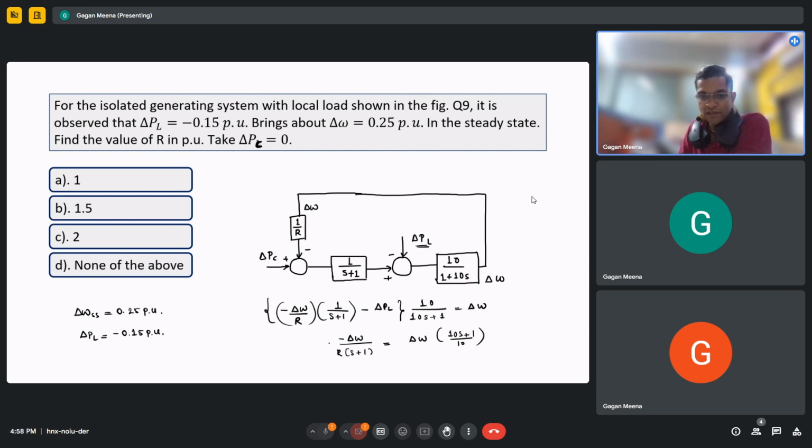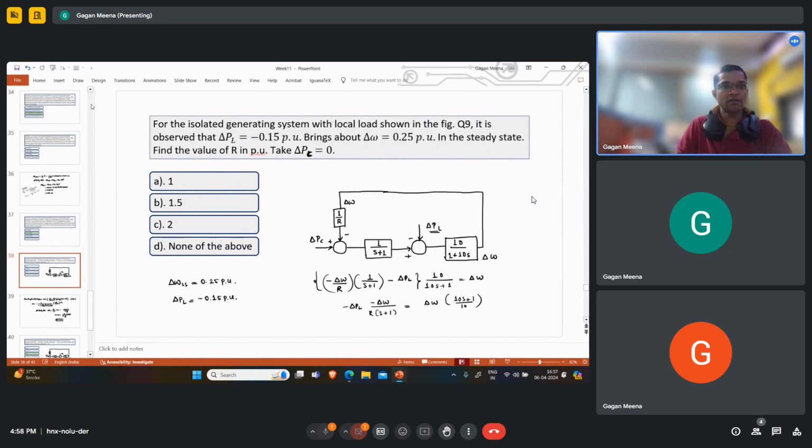Oh, I made some mistake. Yes, this is minus delta PL also. Let me write it on the other page. Let me add one page here. Keep it. Let me copy this figure.